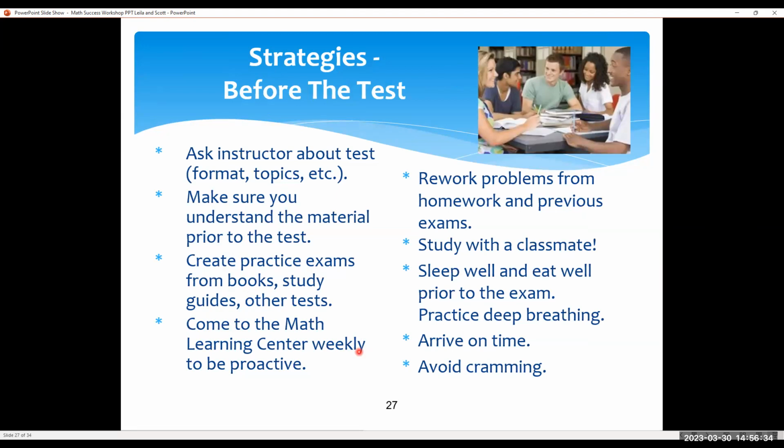So make sure before the test that you understand the material before the test starts, right? Make sure you create practice problems or exams, study with a classmate. These are really stress reducers. Give yourself extra time to get to class that day. If there's traffic you don't see, you're already stressed before you get to the test.